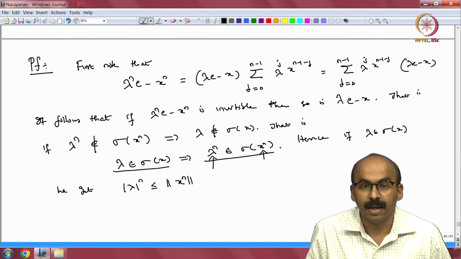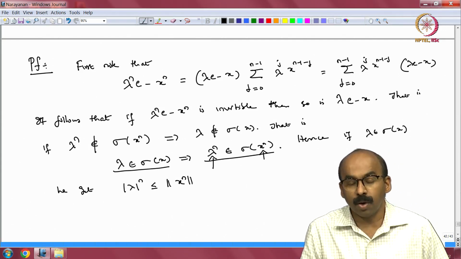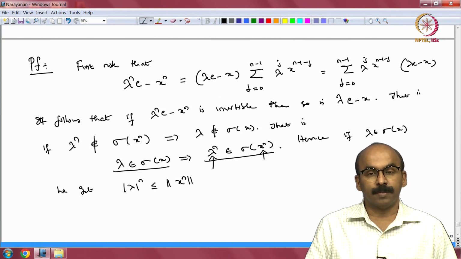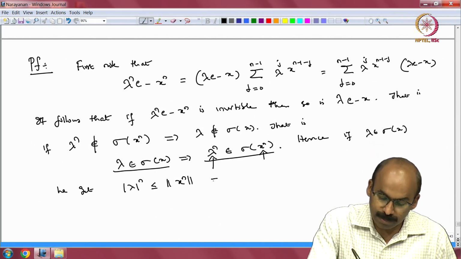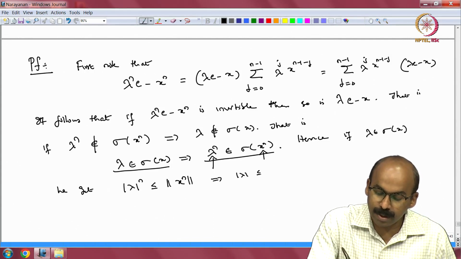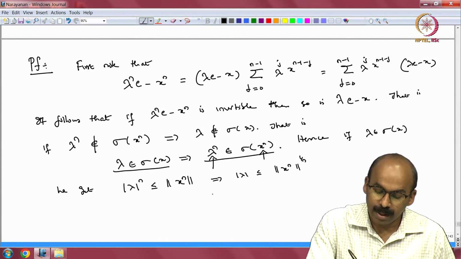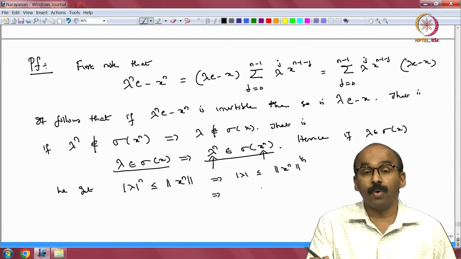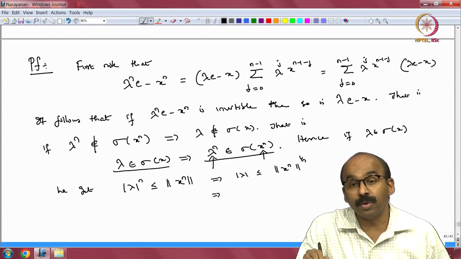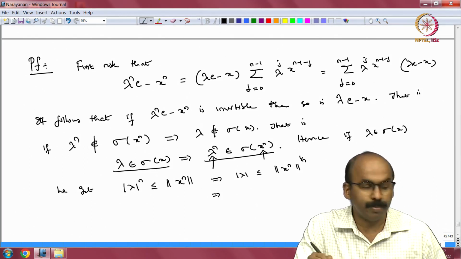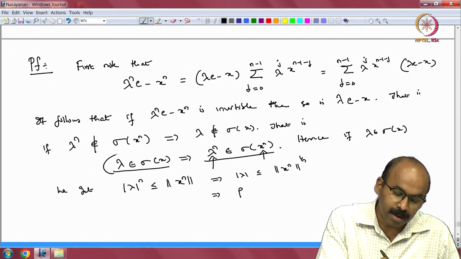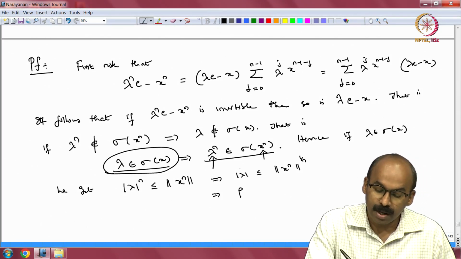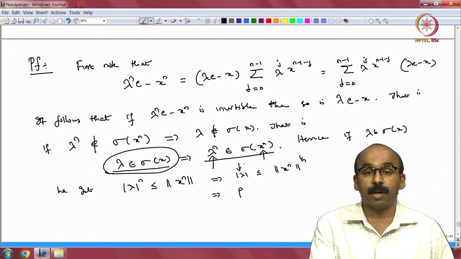So, remember that any element in the spectrum is bounded by the norm of the element in that Banach algebra. So, this implies mod lambda is less than or equal to norm x^n to the 1 by n. Now you can take the limit, well, we do not know the limit exists, so we have to take lim sup and lim inf. This is true for every lambda in the spectrum of x.